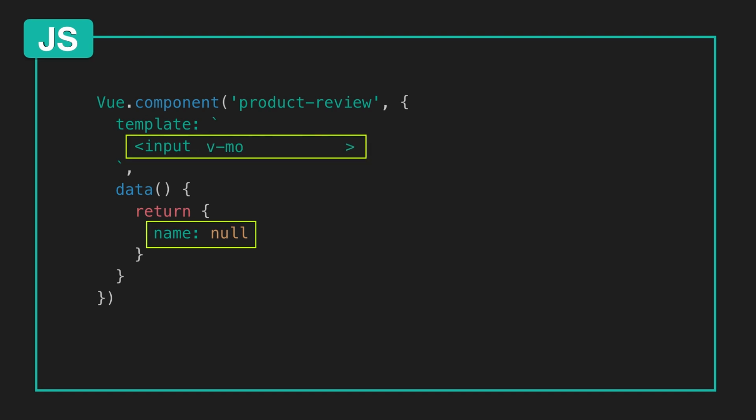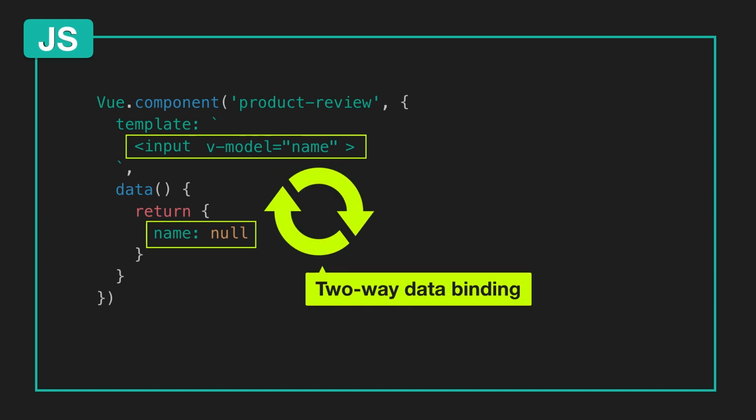Vue's v-model directive gives us this functionality called two-way data binding. Now, whenever something new is entered into the input, the data changes. And whenever the data changes, anywhere using that data will update.